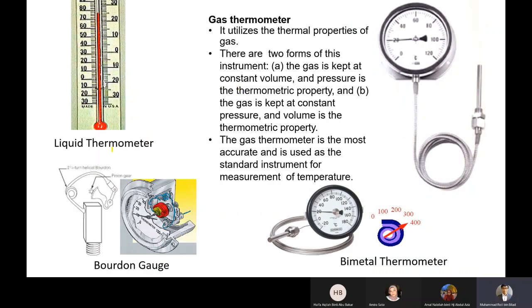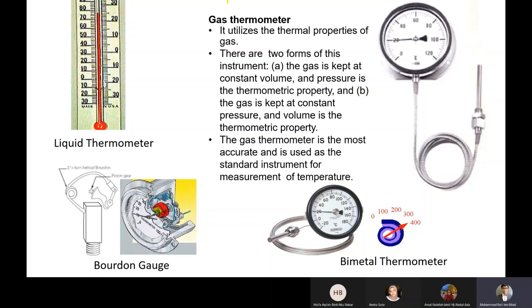The liquid thermometer is very simple and quite popular. Basically, we have a relationship between the volume of liquid and the temperature. Some liquid will expand or shrink when the temperature changes, so the expansion and shrinkage can be used as a measure of the change in temperature.